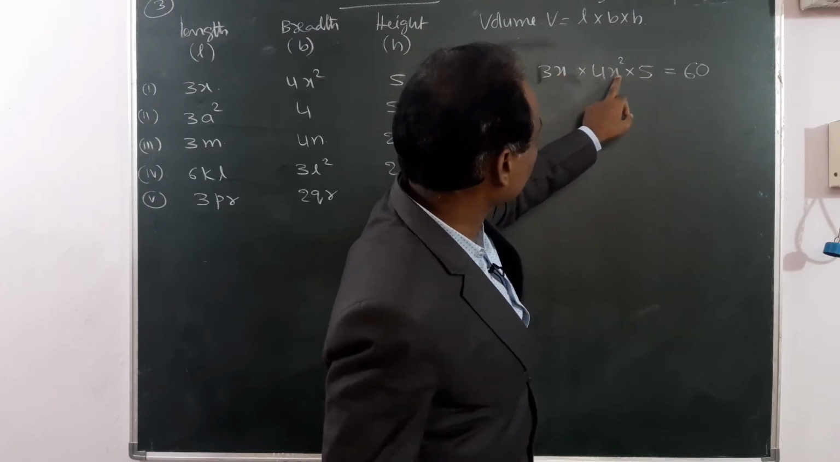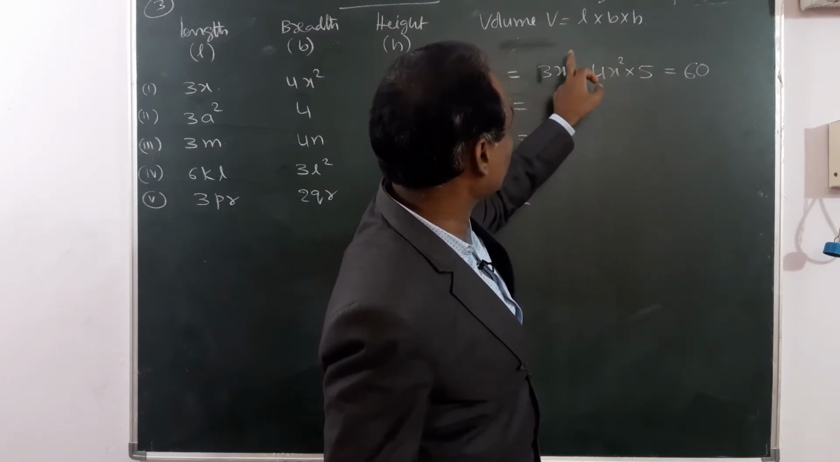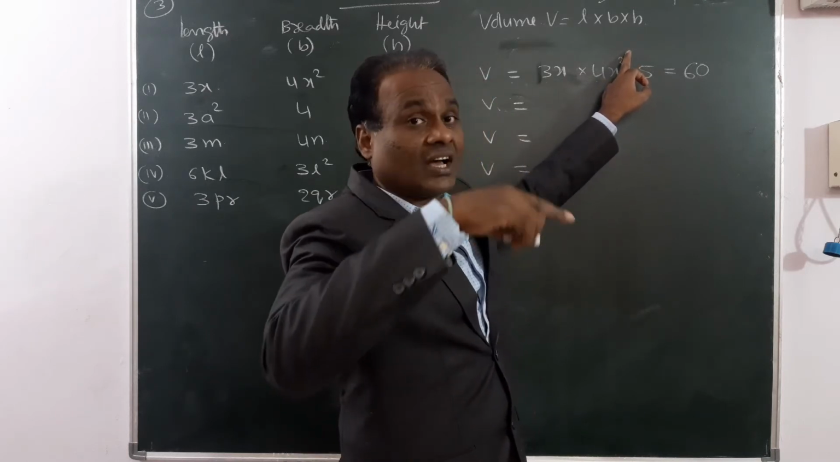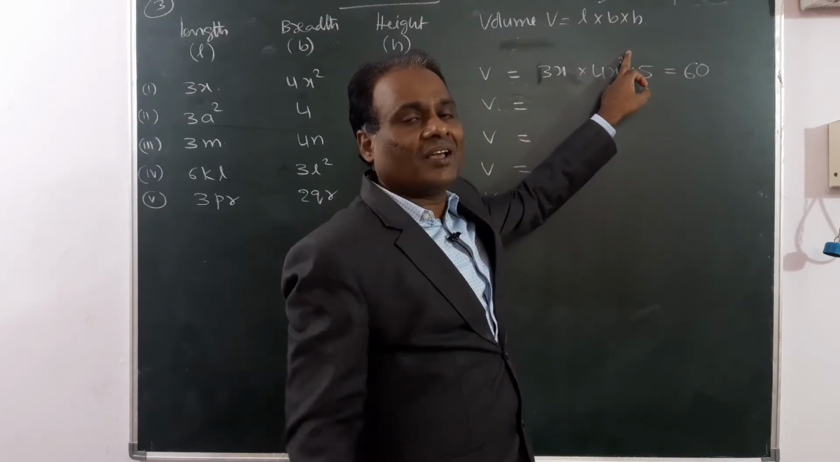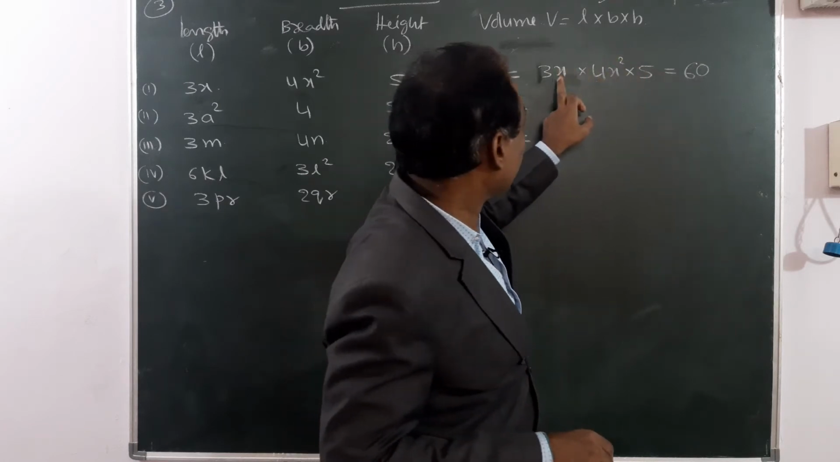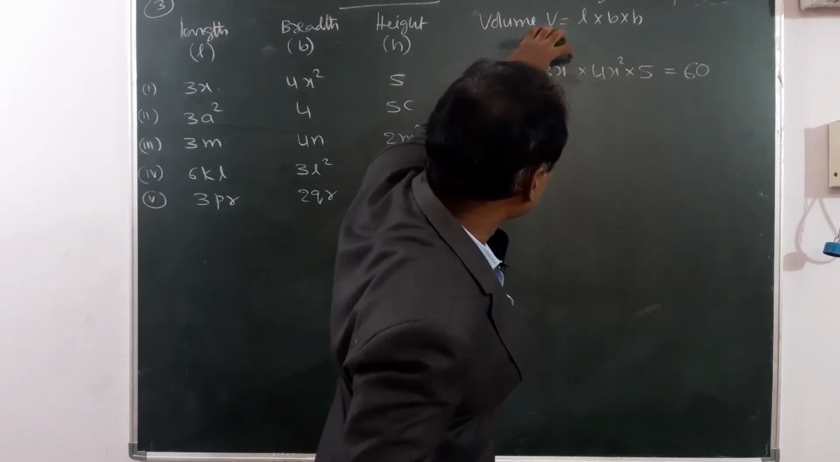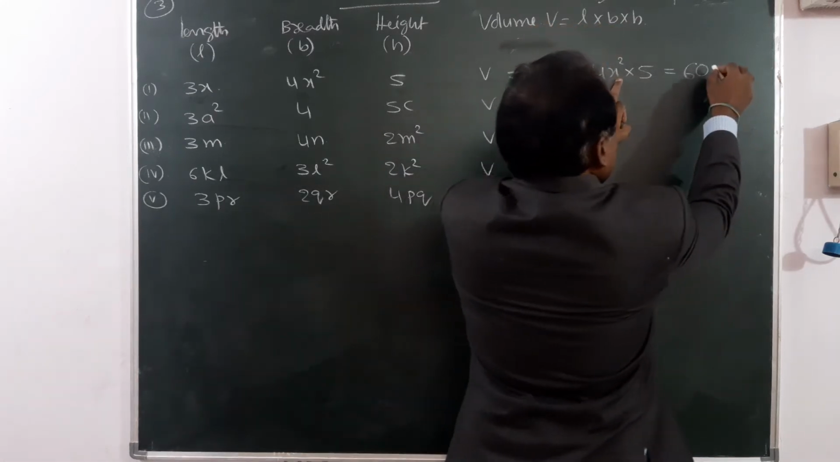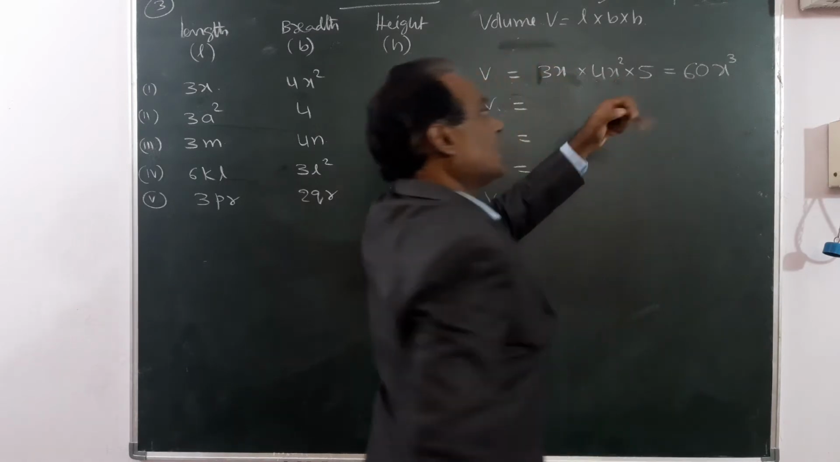x into x square: bases are same, in multiplication powers are added. That we studied in the chapter on exponents and powers. So x into x square, what is the power of x here? 1. 1 plus 2, 3. x power 3. That is the answer.